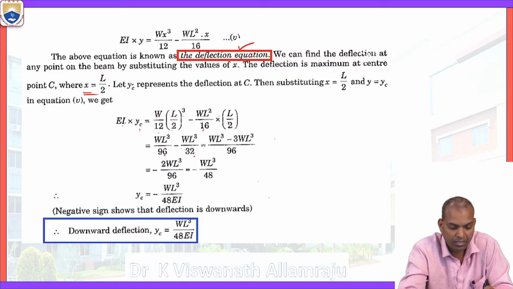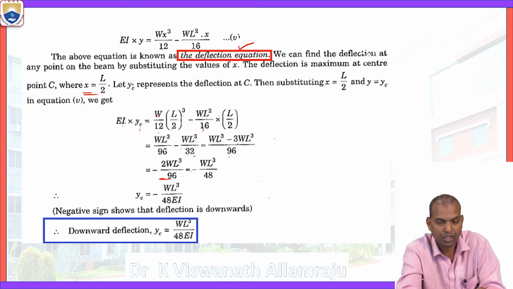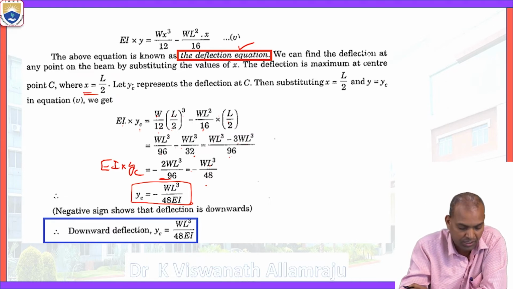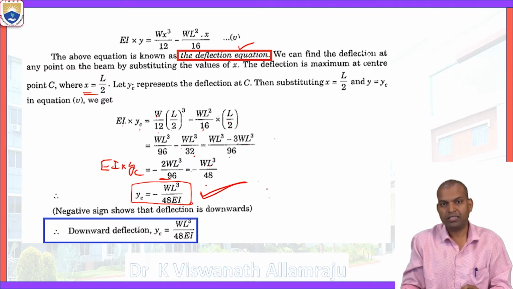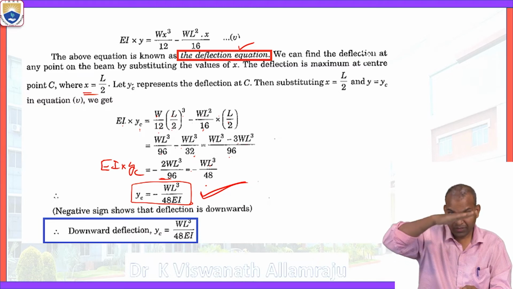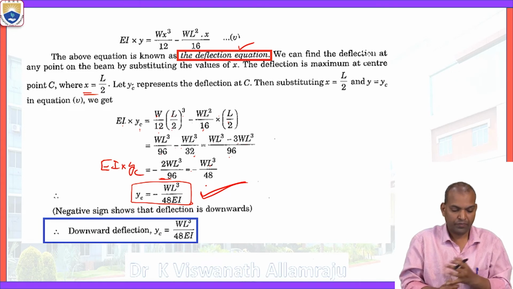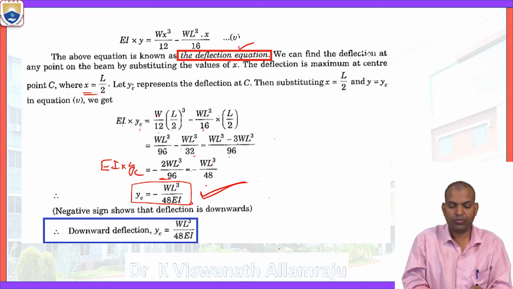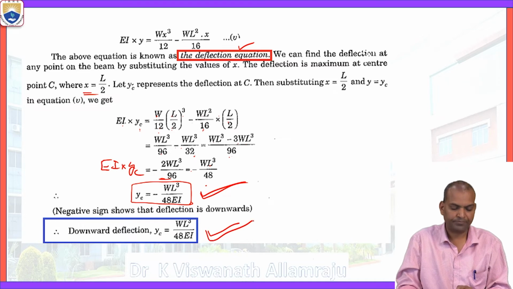After doing LCM, that is 96, WL cube minus 3 WL cube by 96, that is minus 2WL cube by 96, that is WL cube by 48. So EI into yC equal to negative WL cube by 48. Then yC equal to negative of WL cube by 48 EI. Why negative sign? This deflection is downwards. Deflection downwards is negative; if the deflection is upwards, it becomes positive. Now deflection is downwards, that's why negative. So downward deflection at the center of the beam, yC equal to WL cube by 48 EI.